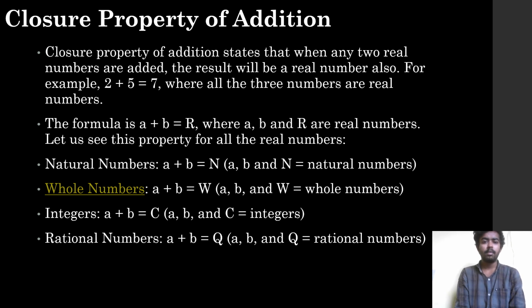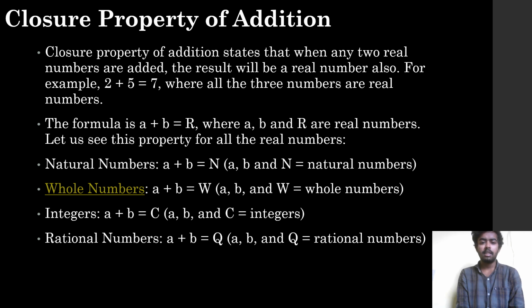Closure property of addition. Closure property of addition states that when any two real numbers are added, the result will be a real number also. For example, 2 plus 5 equals 7, where all three numbers are real numbers. The formula is a plus b equals r, where a, b, and r are real numbers.